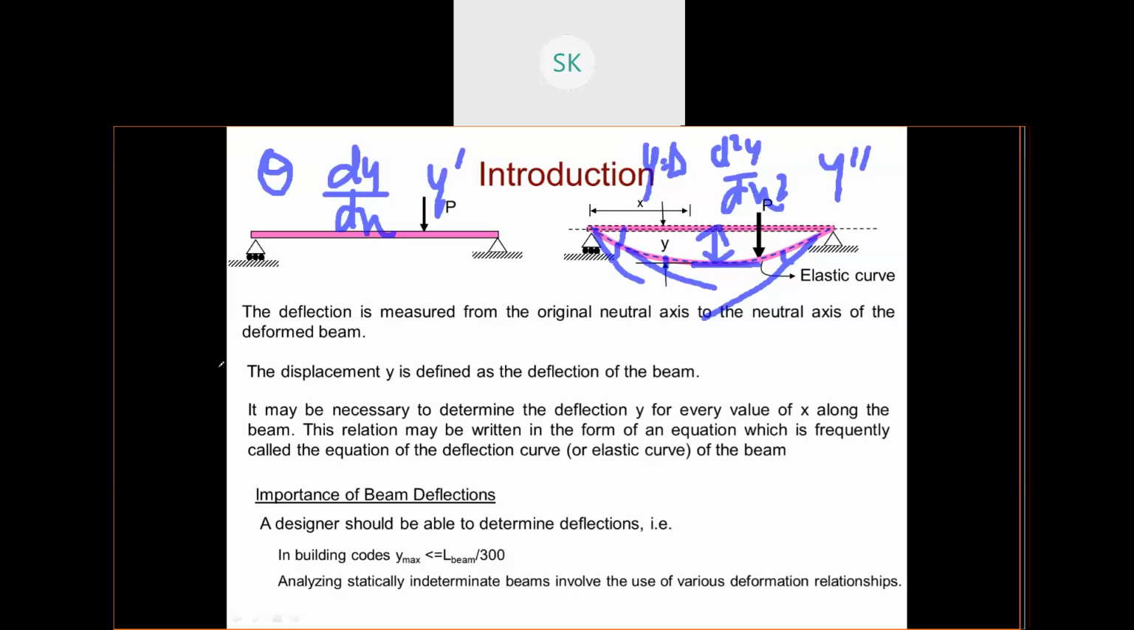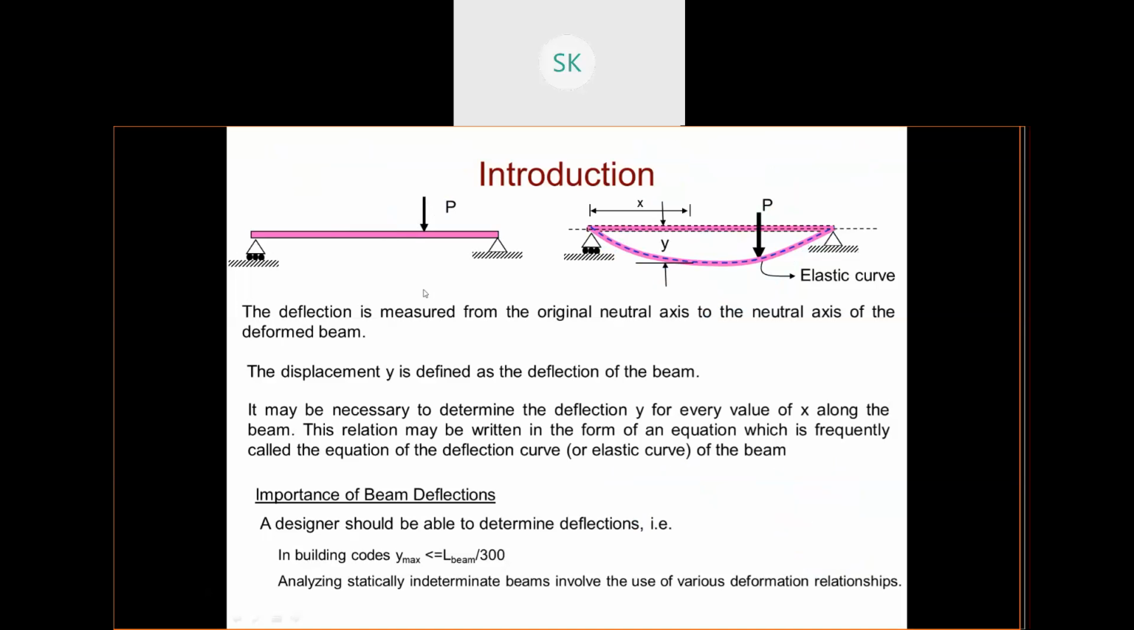What is the meaning of y triple dash? It will be d cube y by dx cube. Y double dash is d square y by dx square, y dash is dy by dx, y triple dash is d cube y by dx cube. So our theta is dy by dx, y dash, and our curvature term is d square y by dx square, y double dash. So why have I discussed this one?